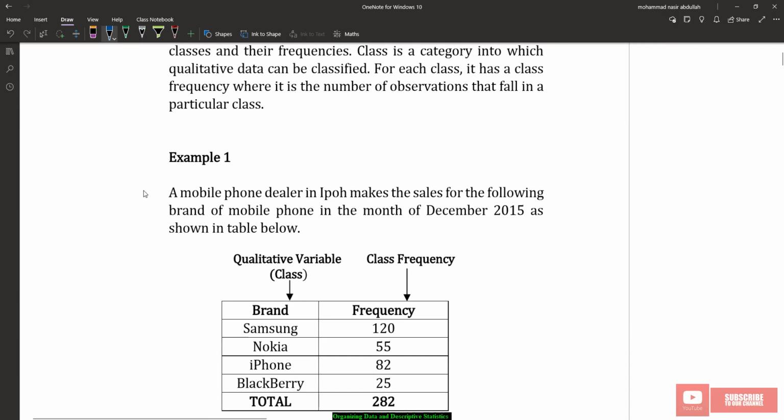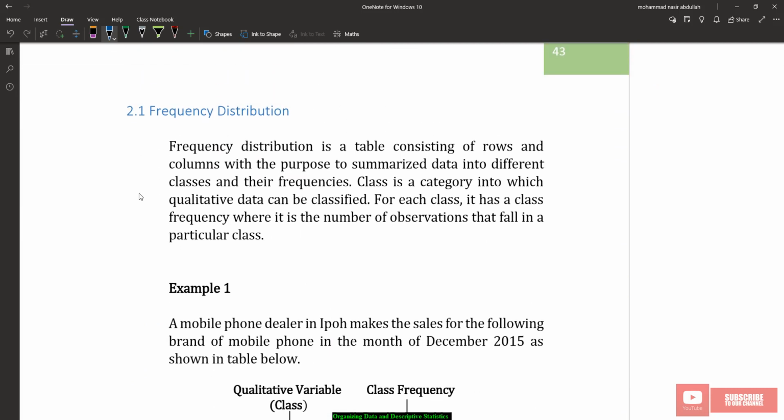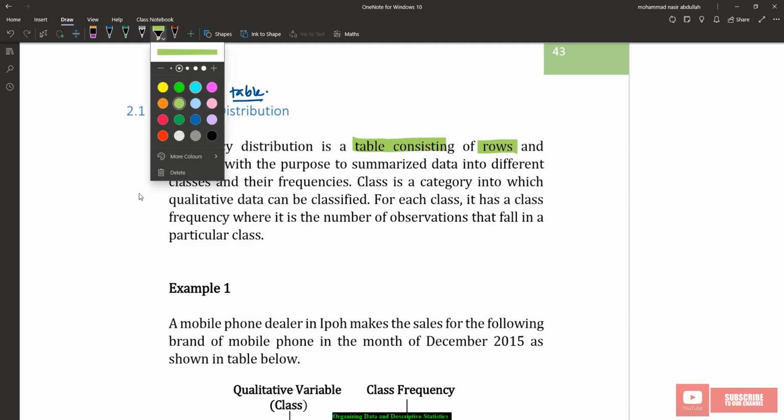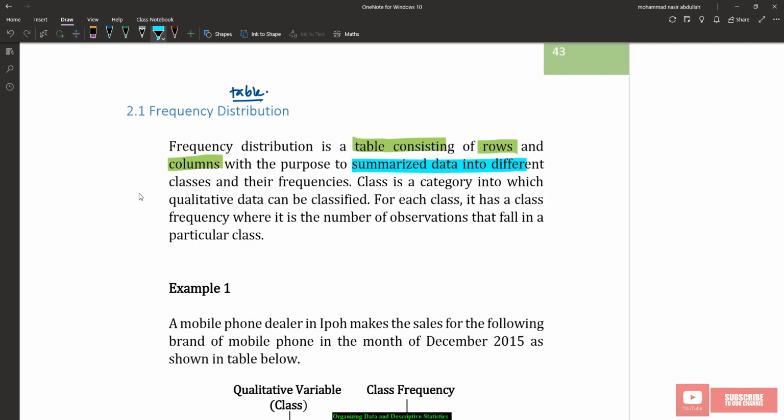So now let's look at the frequency distribution. Frequency distribution is a table consisting of rows and columns. Another name for frequency distribution is a frequency table. Benda yang sama lah. Frequency distribution or frequency table is the same thing. It's a table consisting of rows and columns with the purpose to summarize data into different classes and their frequency.